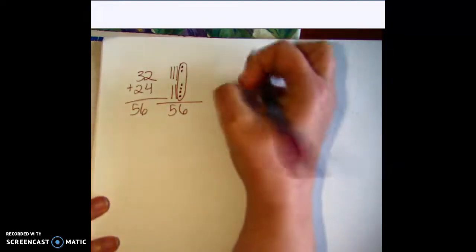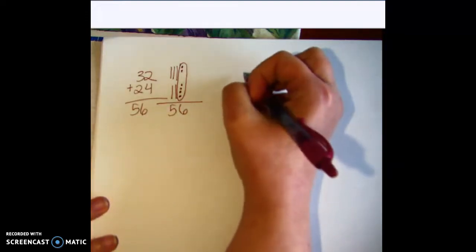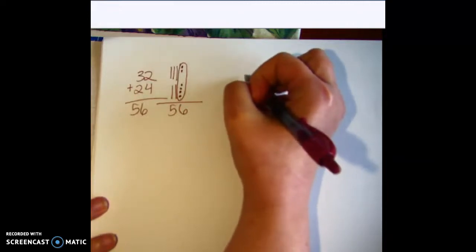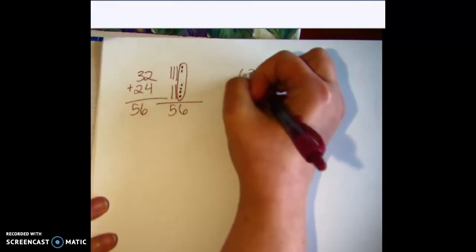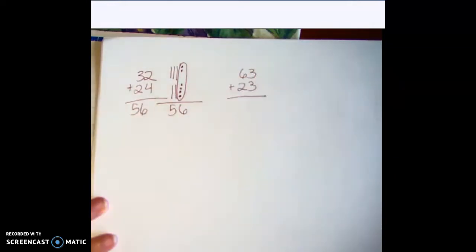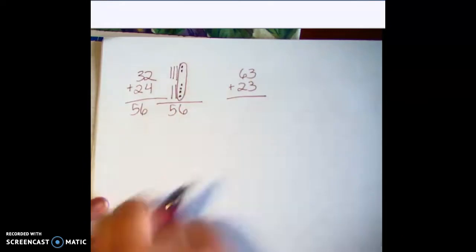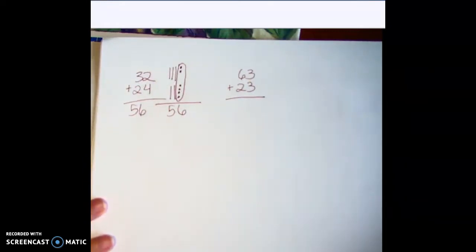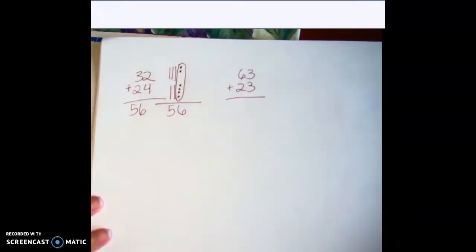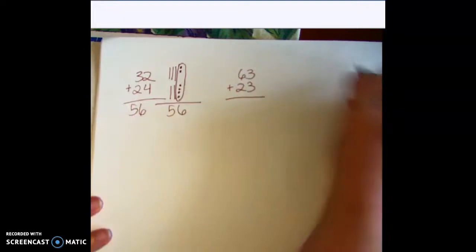Now I want you guys to try this one for me. I wrote one here on my paper. Let's do 63 plus 23. So you're going to pause the video, you're going to draw your picture here, and then you're going to come back on and see if your picture matches my picture. Okay, pause.